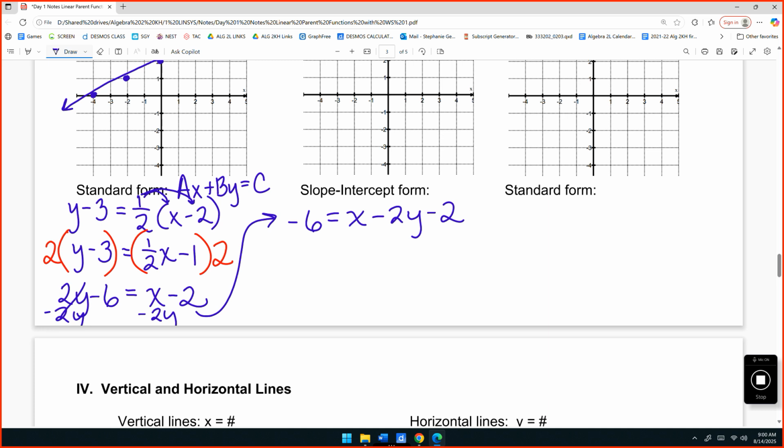Oh, goodness. Is it charging? Yeah. Oh, okay. All right.